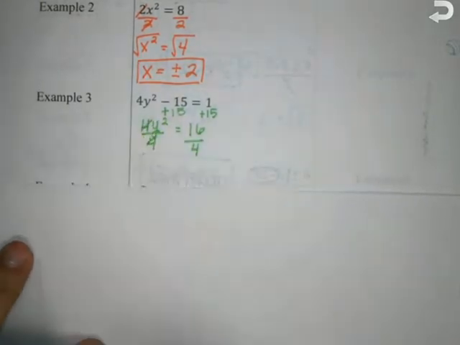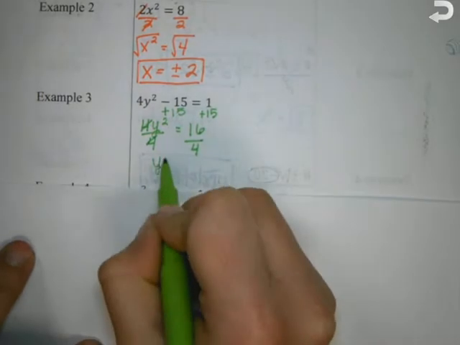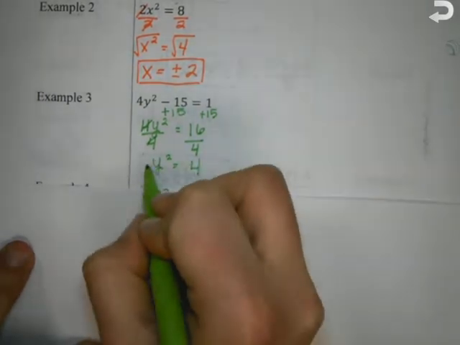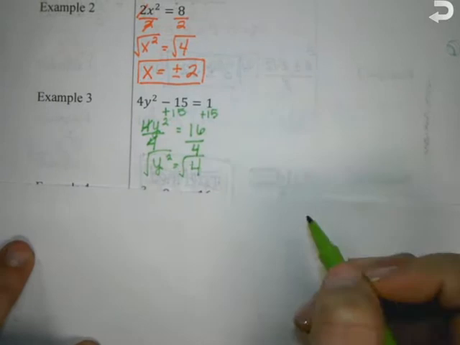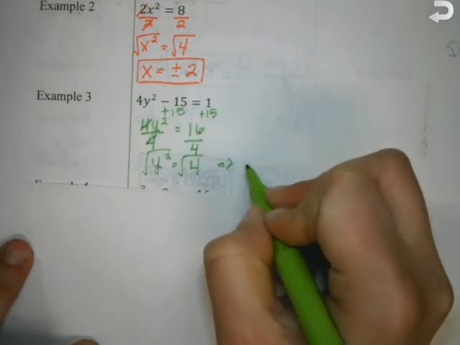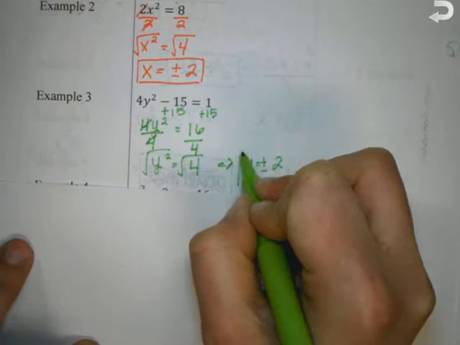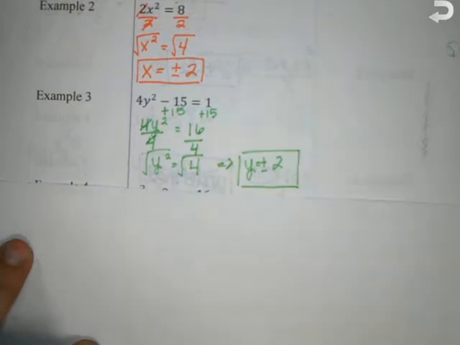Y squared equals 4. Now what? Square root. So I get y equals? Plus or minus 2. Good job, guys. So y equals plus or minus 2. I think it's the top one.